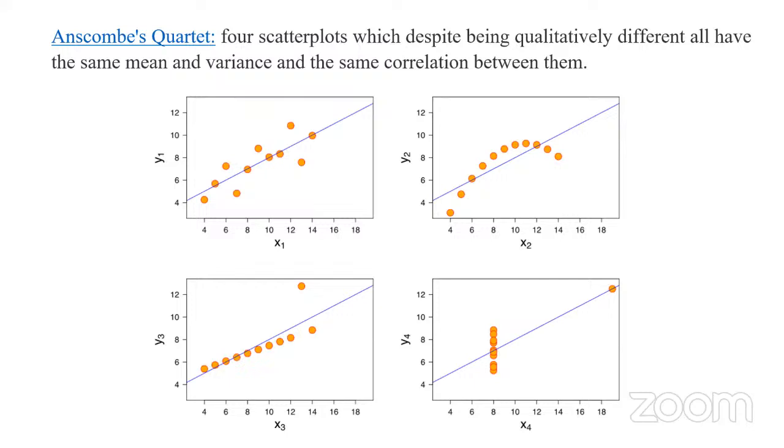Because in all four scatter plots, you can easily see that the behavior of the data is quite different. Somewhere it is mostly along a straight line, somewhere it is curvilinear, somewhere it is vertical in nature, and somewhere the data is more scattered. But they have the same mean, variance, and correlation coefficient.